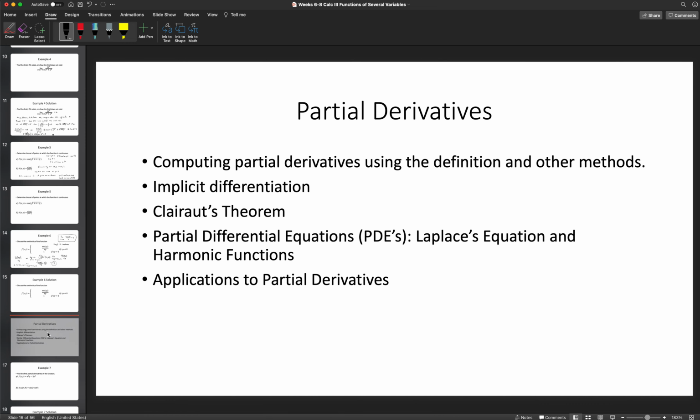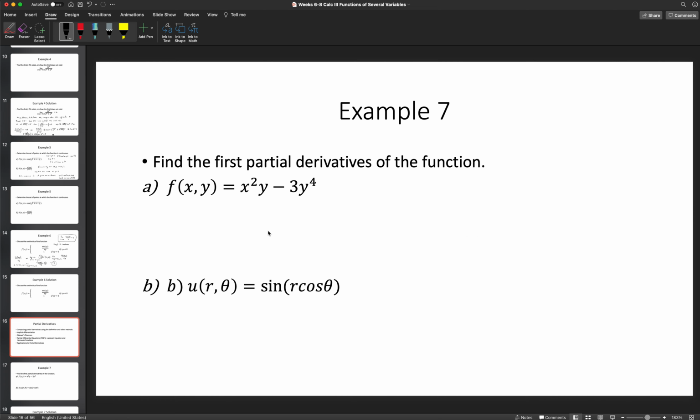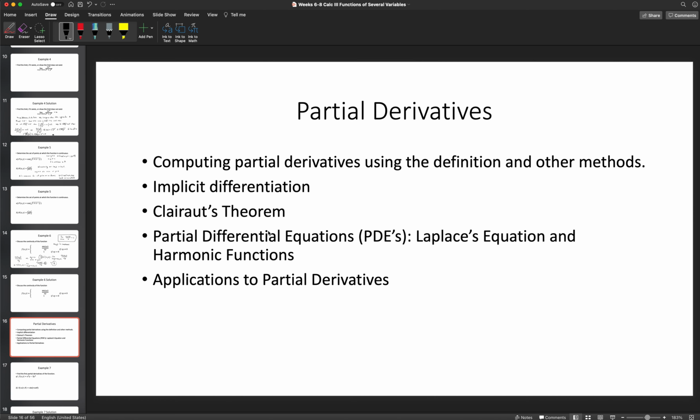Let's jump into a little bit of partial derivatives. So computing partial derivatives using the definition and other methods, implicit differentiation, Clairaut's theorem, PDEs, Laplace's equation and harmonic functions, and applications of partial derivatives. So these are just some of the things that we need to look at in this section on partial derivatives in your book.